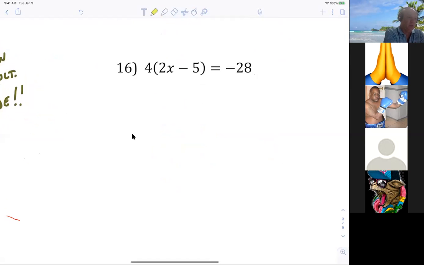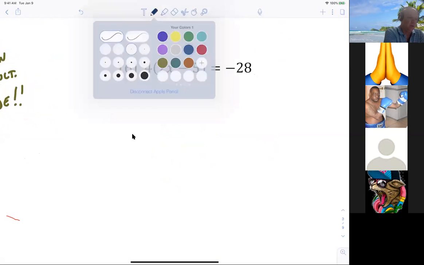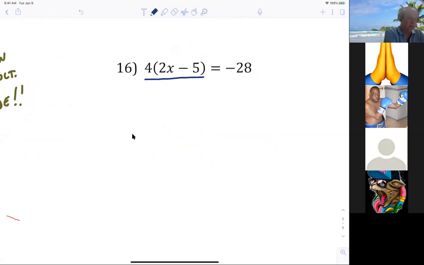Instead of distributing, we can divide. This is the one case where we could just go ahead and divide by 4 first. The reason why we do that is because this 4 and this 4 can cancel out. So now I have 2x minus 5 equals -7. From there, I need to get rid of the -5. So to get rid of the -5, I add 5 to both sides.